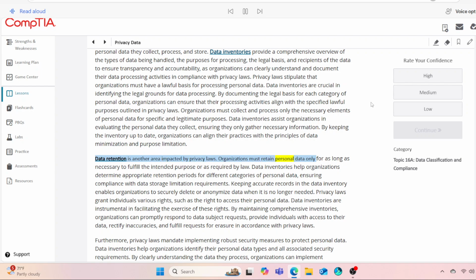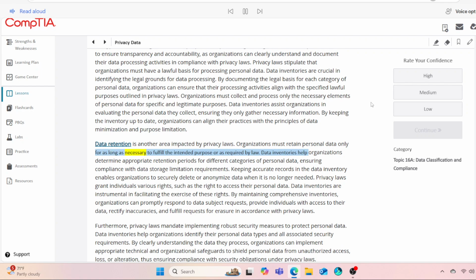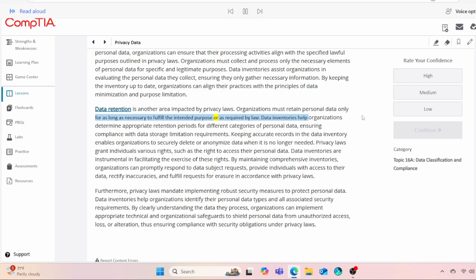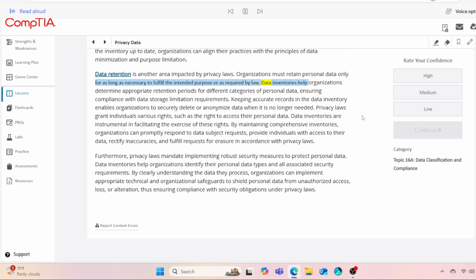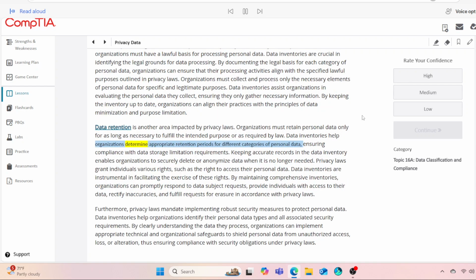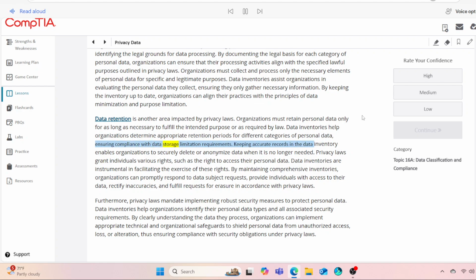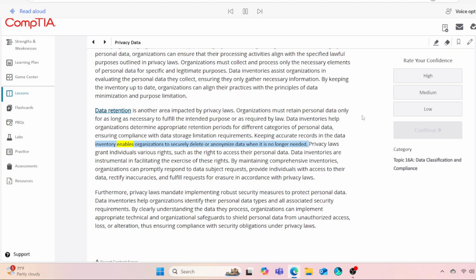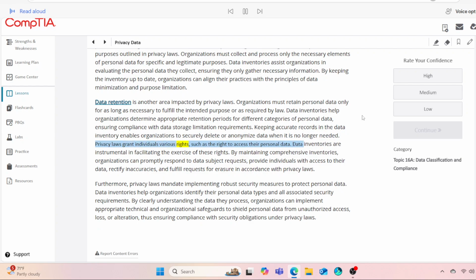Data retention is another area impacted by privacy laws. Organizations must retain personal data only for as long as necessary to fulfill the intended purpose or as required by law. Data inventories help organizations determine appropriate retention periods for different categories of personal data, ensuring compliance with data storage limitation requirements. Keeping accurate records in the data inventory enables organizations to securely delete or anonymize data when it is no longer needed.